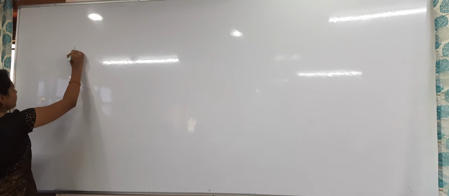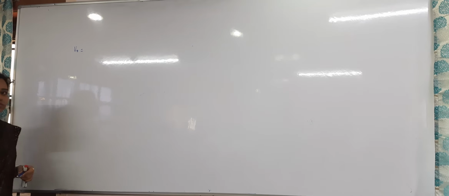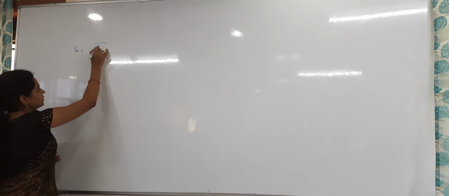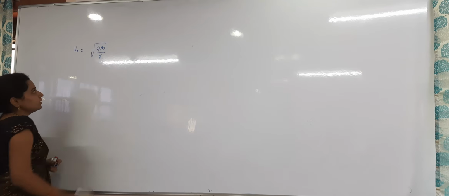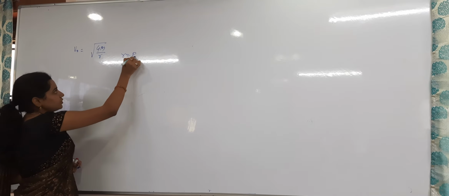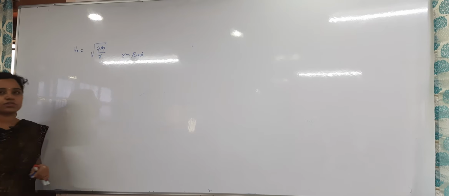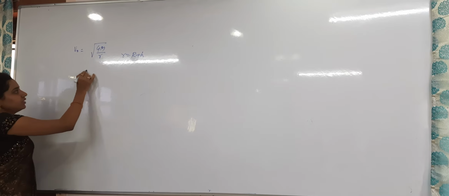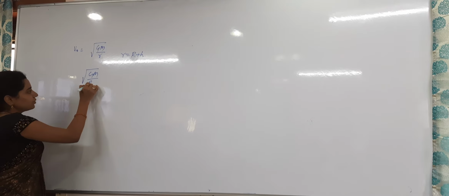So orbital velocity V naught is equal to, what is the formula we got? V naught is equal to under root GM by r. Here small r is R plus h, we have seen. And also whenever it is near the earth's surface, at that time directly we will get under root GM by capital R only.